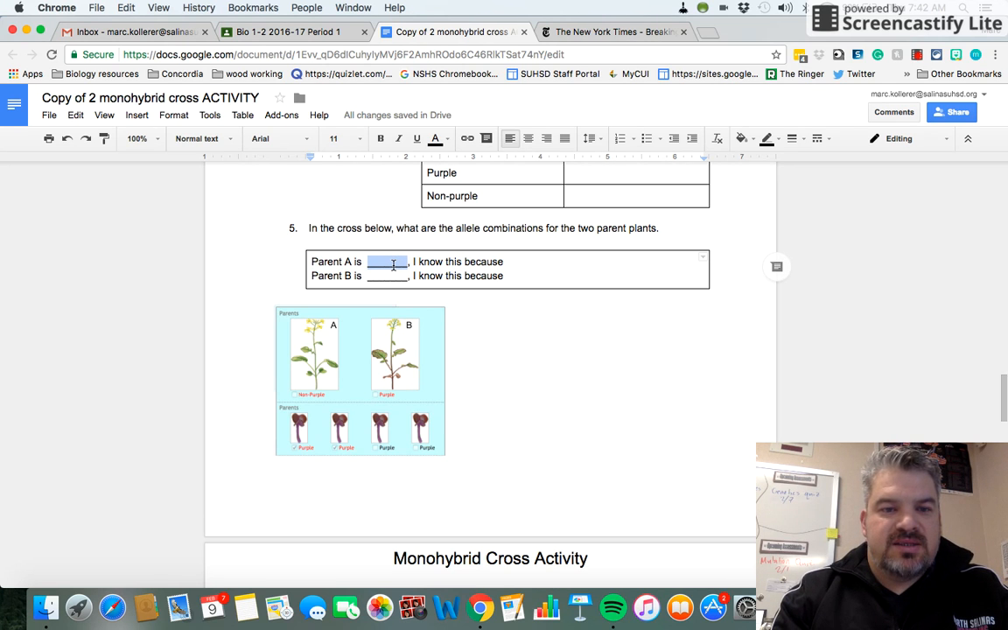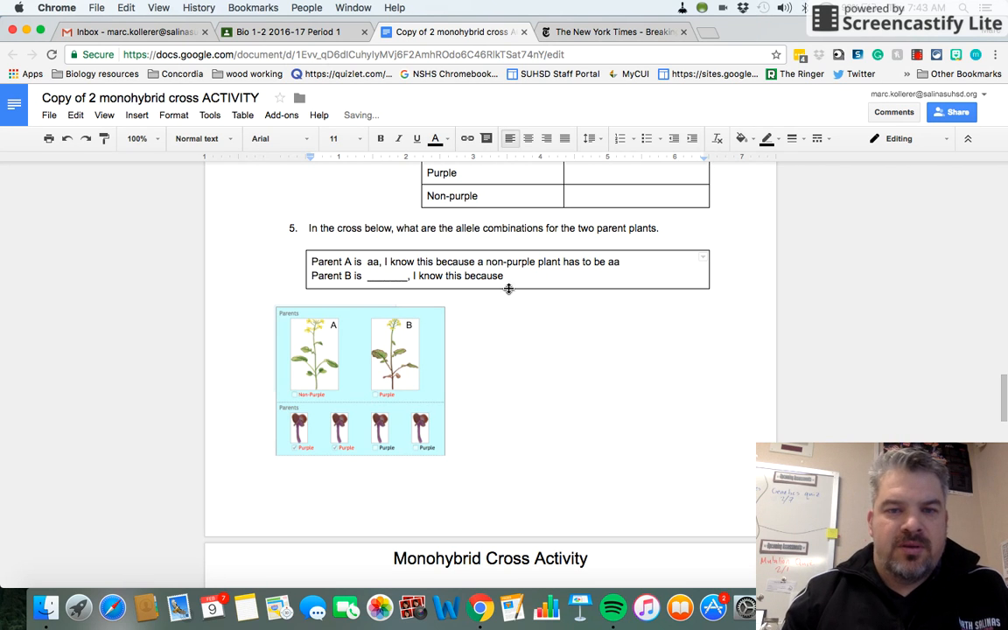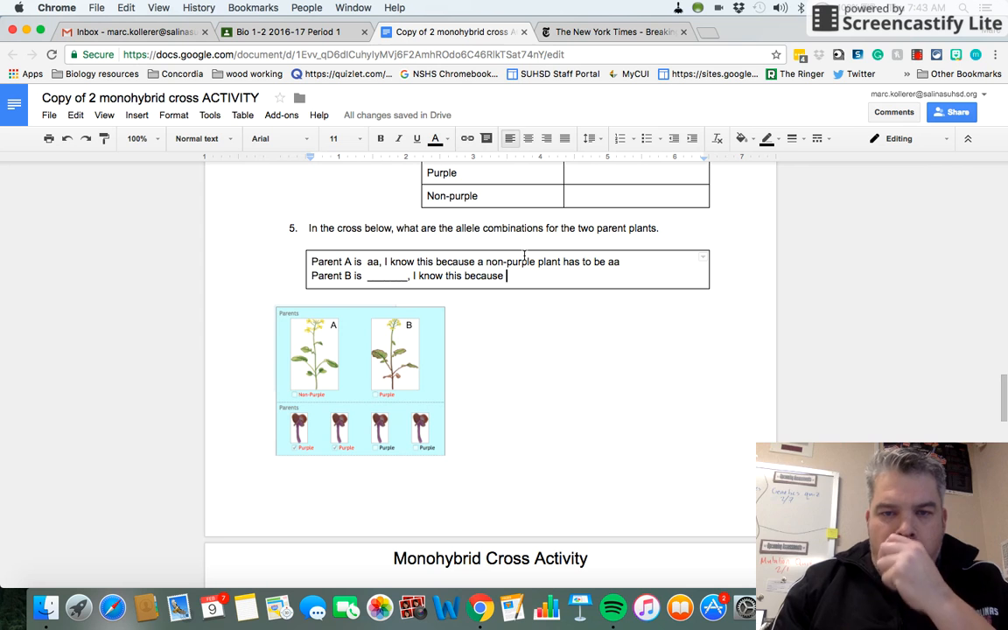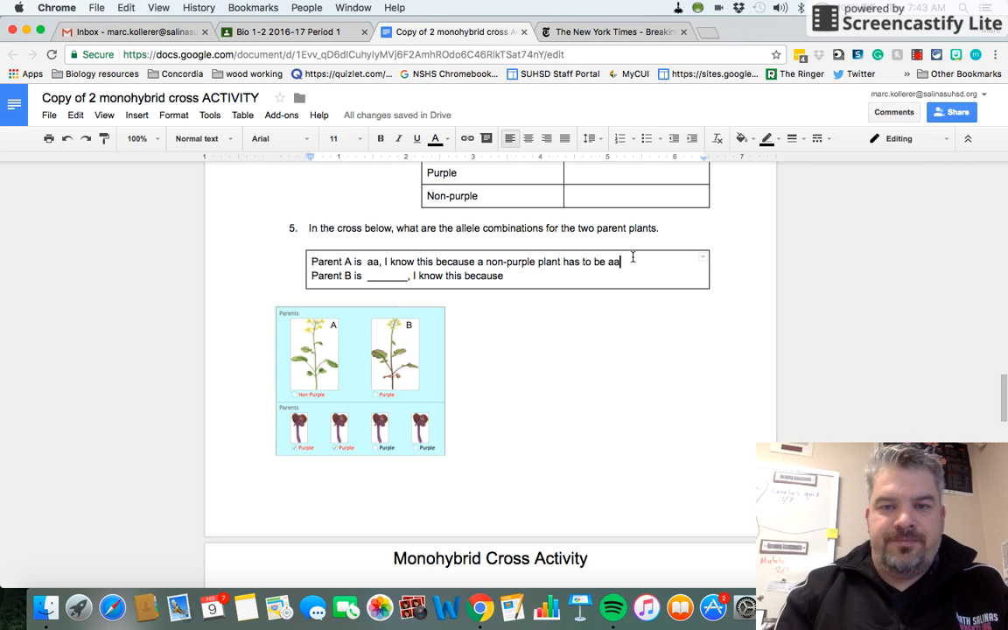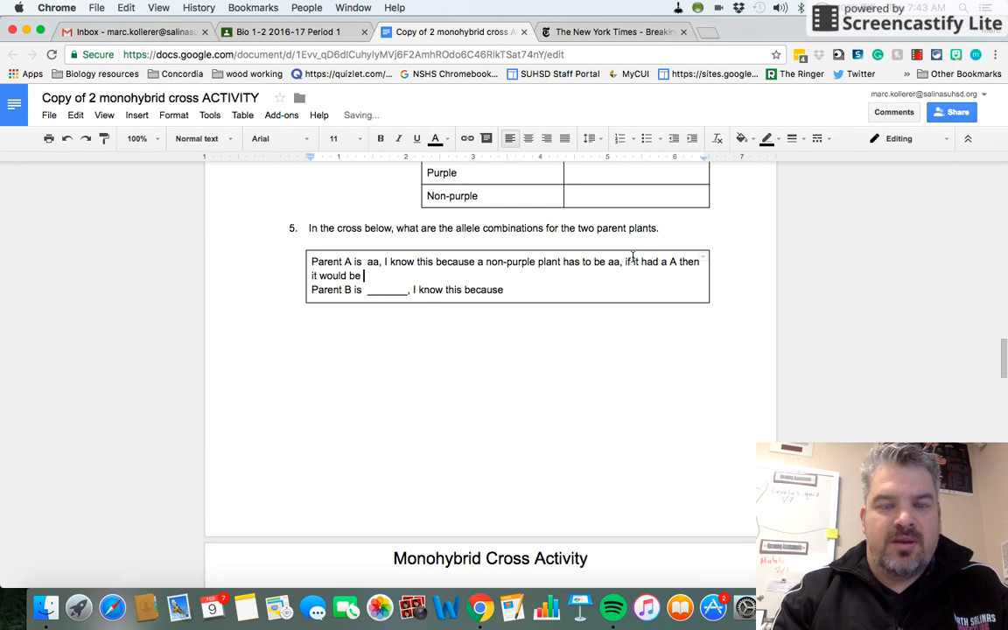Parent A is little a, little a. I know this because a non-purple plant has to be little a, little a. If it had a big A, then it would be purple.